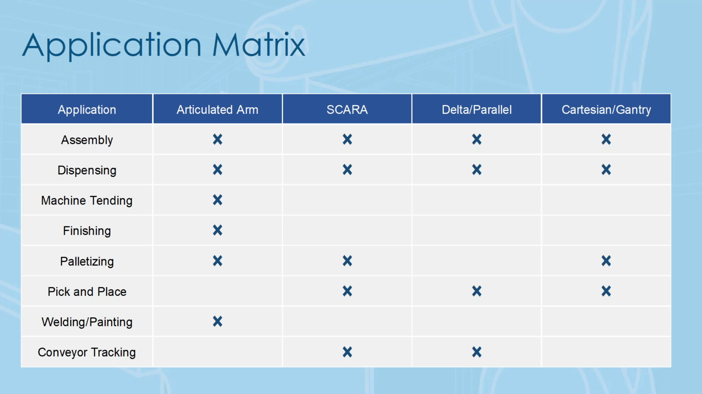For most high-speed, low payload applications, you're going to want either a SCARA or a Delta robot. And finally, the Cartesian mechanisms, typically higher payloads. They can be fairly precise, but typically higher payloads. Usually lower speed applications are where the Cartesian gantry mechanisms will be most ubiquitous.